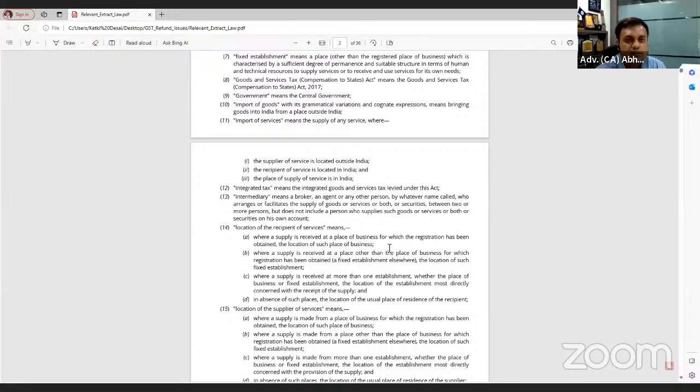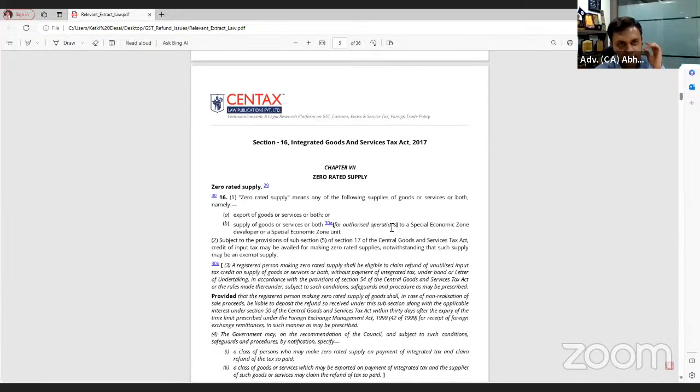Apart from section 2, we also need to understand section 16. Now, section 16 of the IGST Act actually grants the benefit of zero rating. Section 16 is bifurcated into 4 subsections. This is the law that we are discussing as on date, that is the amendment which has become applicable from 1st October 2023. Now, what does section 16 basically say? Section 16 subsection 1 defines the zero rated supply to mean two kinds of supply.